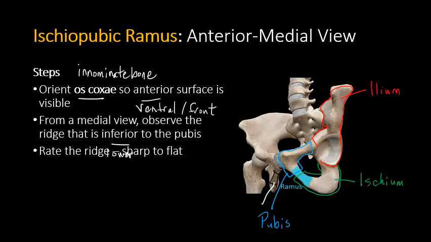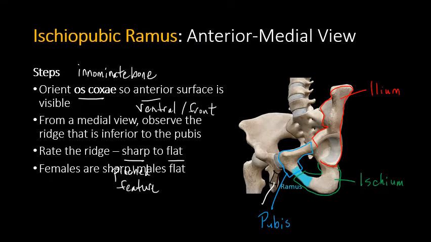And we want to rate it. We'll get rid of that writing now. We want to rate it as either sharp to flat, or robust to pinched. So sharp would be a pinched feature, or, well, flat, that's simple enough.